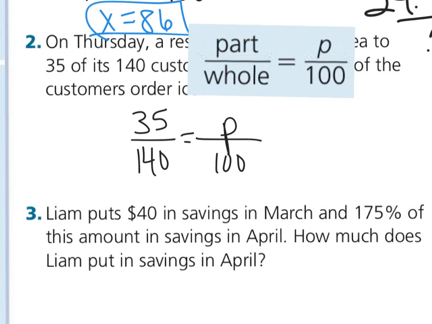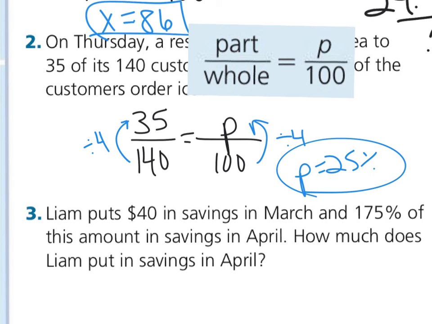So if you do it this way, I guess we could do a pattern. 140 divided by 35 would be 4. So this would be dividing by 4. So that would come out as 25%. Or, like I said, you could do 35 divided by 140 would be 0.25, which would be 25%.